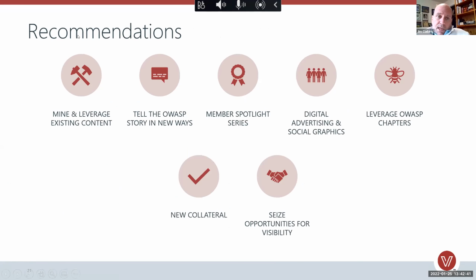So the recommendations that we have, and I'll just hit them quickly, but they're described in more detail in the marketing plan that was distributed, are that we can mine and leverage existing content that you have and make use of that to tell the OWASP story and help fuel marketing communications efforts. Again, look to tell the OWASP story in new ways. Showcase your members through a member spotlight series. When you think about facilitating word of mouth, let's go right to your members, get anecdotes from them, do short interviews with them, and then publish that information on social media and elsewhere as a way to reach the people they're connected with and whom their messaging might resonate with.